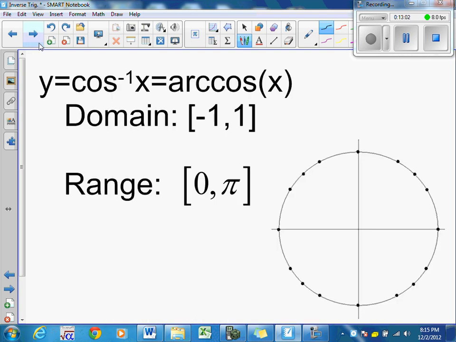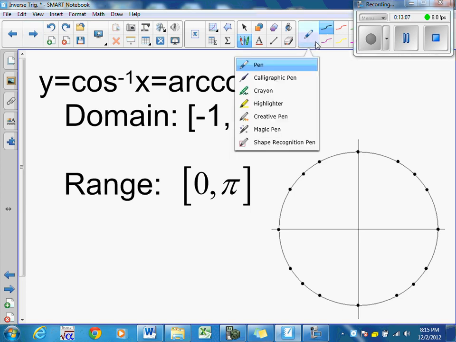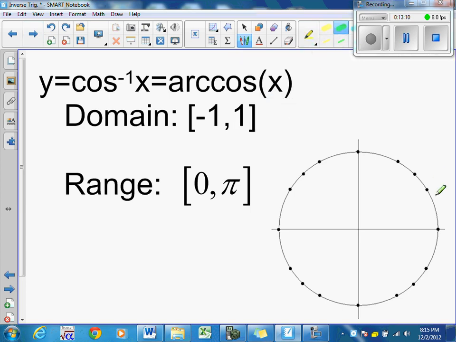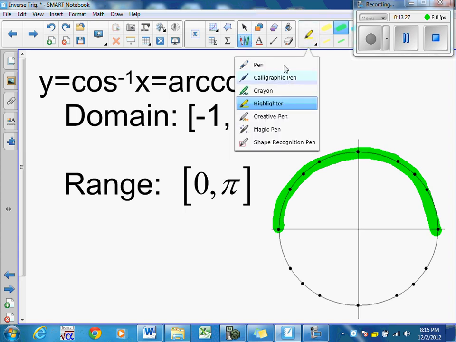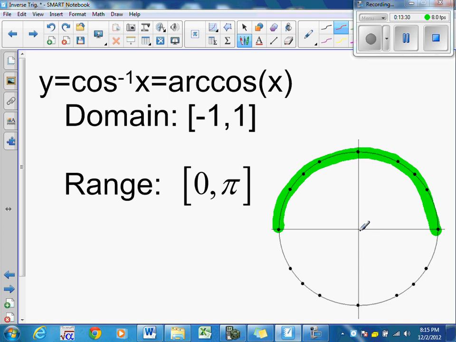That means my inverse, my arc cosine, my domain's negative 1 to 1, and my range is 0 to pi, which means I get answers from 0 to 180. So I get answers in those two quadrants. If cosine is positive, I get an angle in the first quadrant. If cosine is negative, I then get my angle that's in the second quadrant, from 0 to 180.